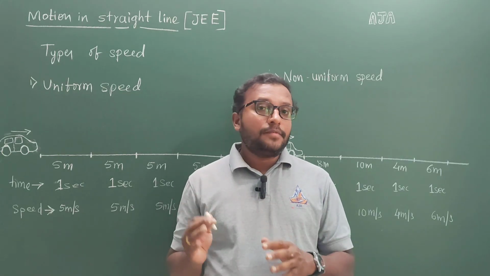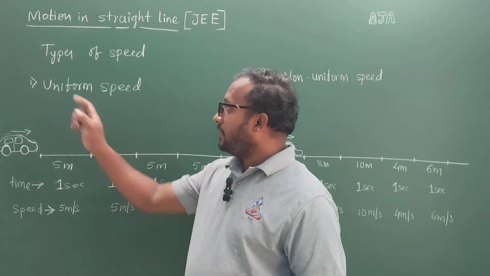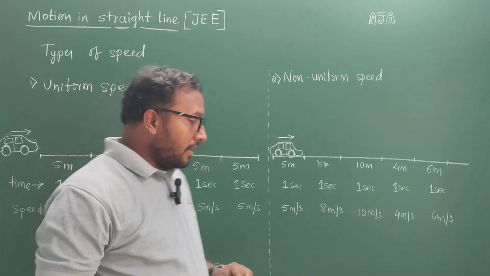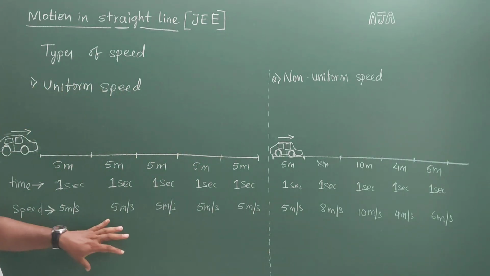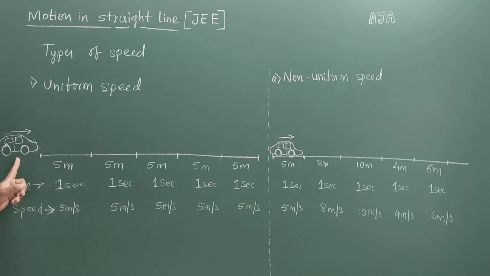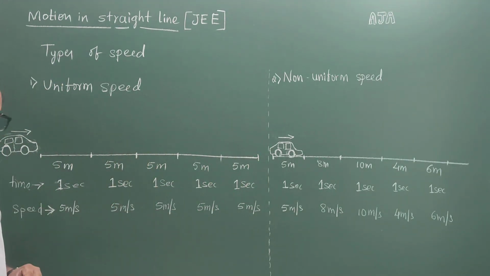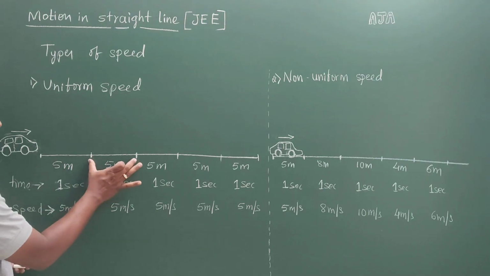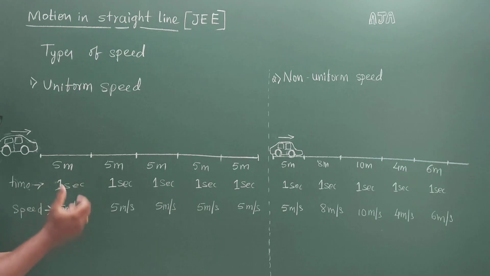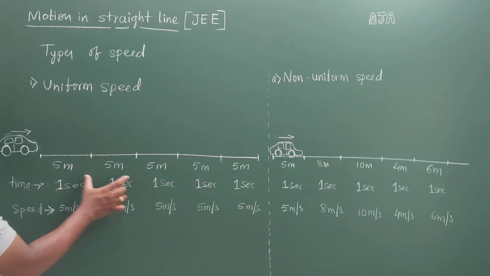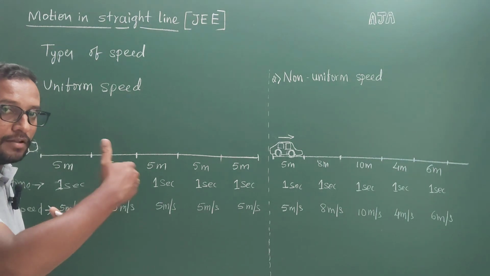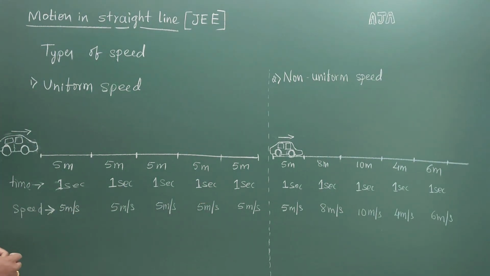Now there are two types of speeds we have. The first one is uniform speed and the second one is non-uniform speed. Let us understand these two using this simple diagram. Imagine that this is a straight road along which a car is traveling. Along the straight path, the distances are marked. From here to here it is 5 meters, and similarly 5 meters in equal intervals. The road is divided into equal intervals of distance.